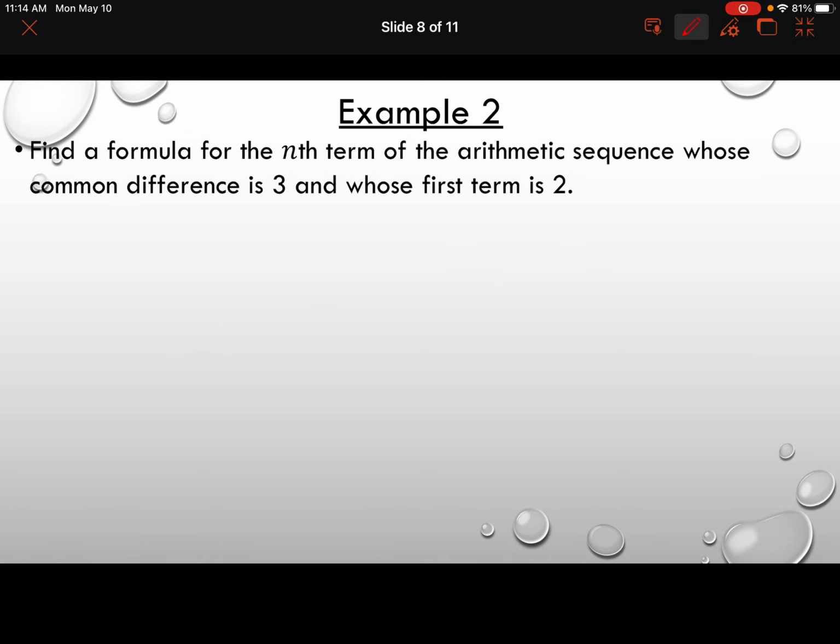Example 2. Find a formula for the nth term of the arithmetic sequence whose common difference is 3 and whose first term is 2. All right? So they gave us a common difference already, and they told us our first term is 2. So once again, the common difference is 3. They already told us our d value, and then they told us that our first term is 2.